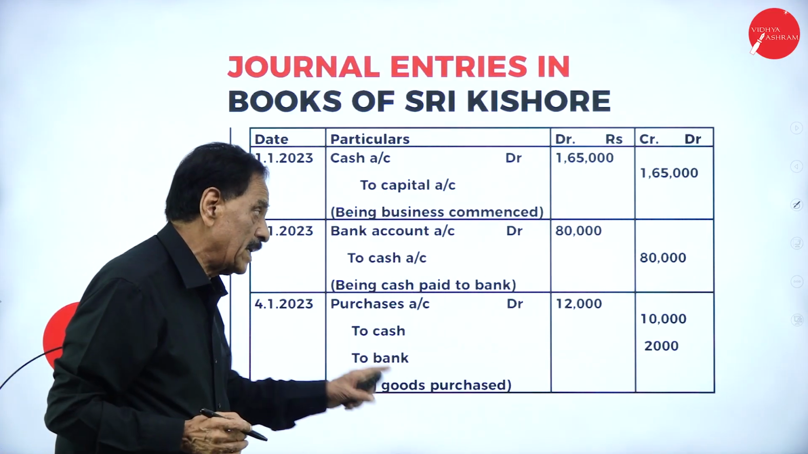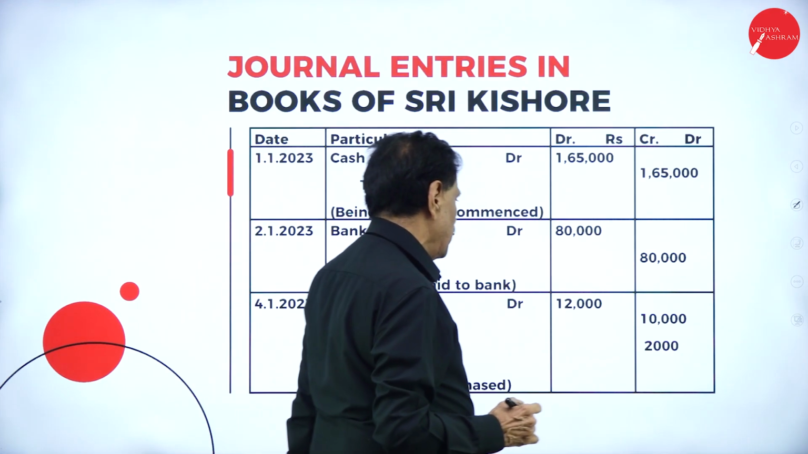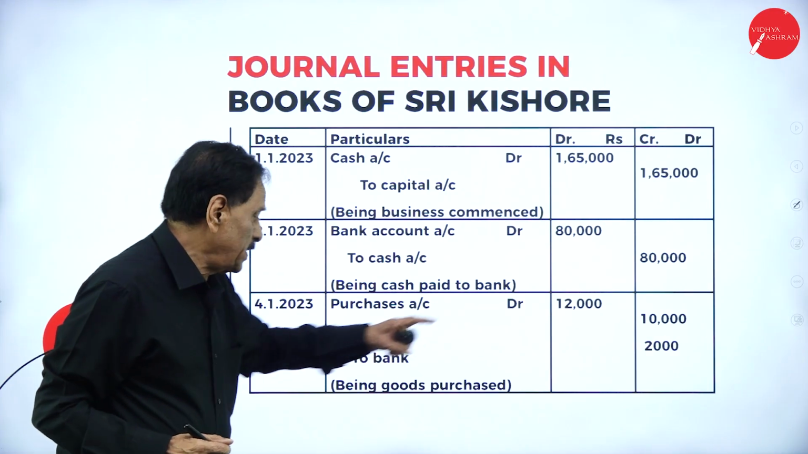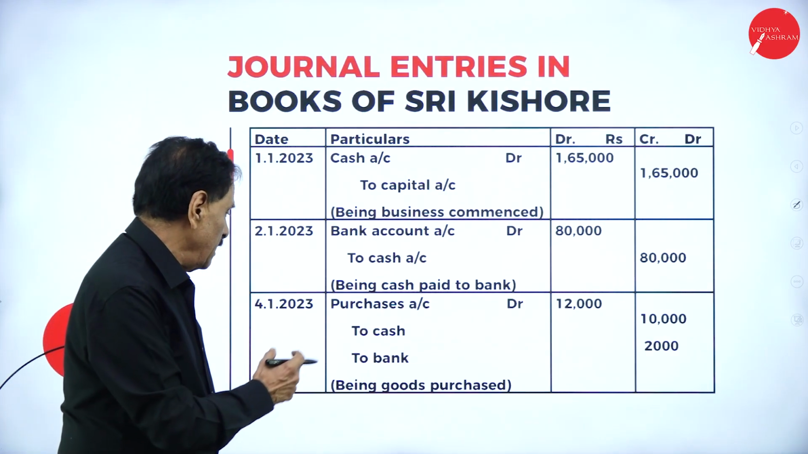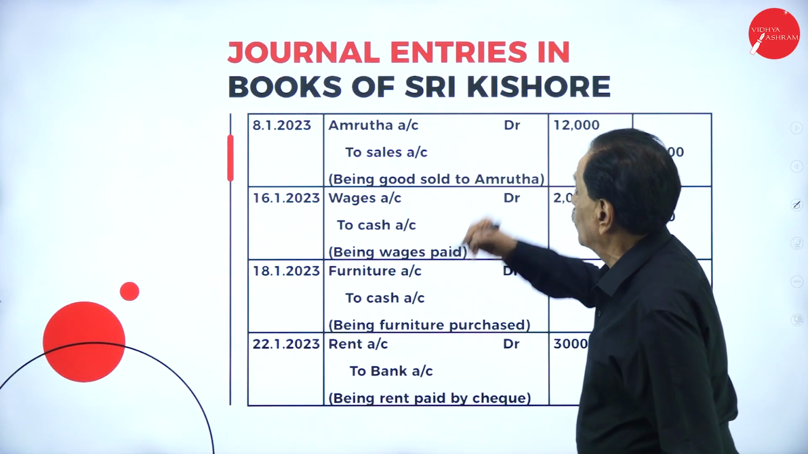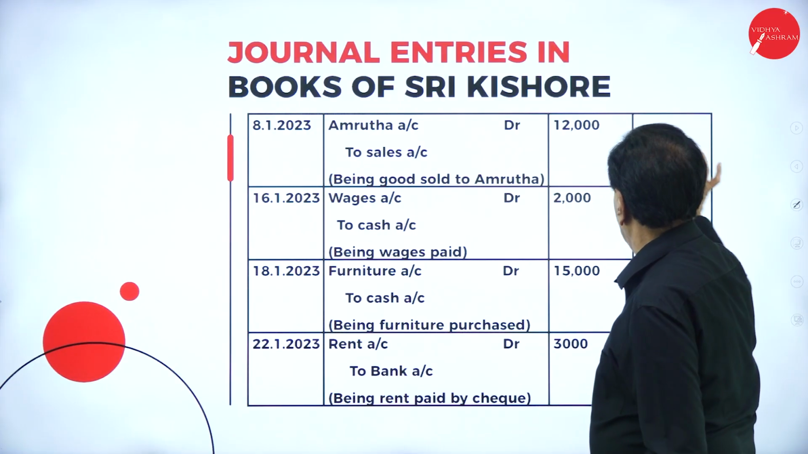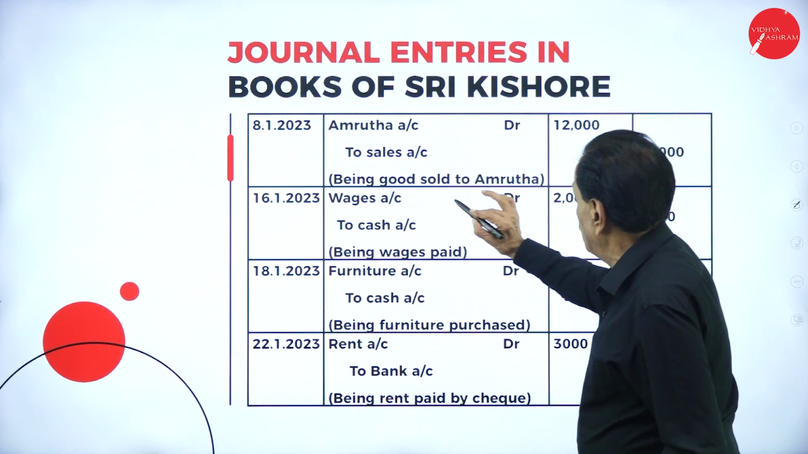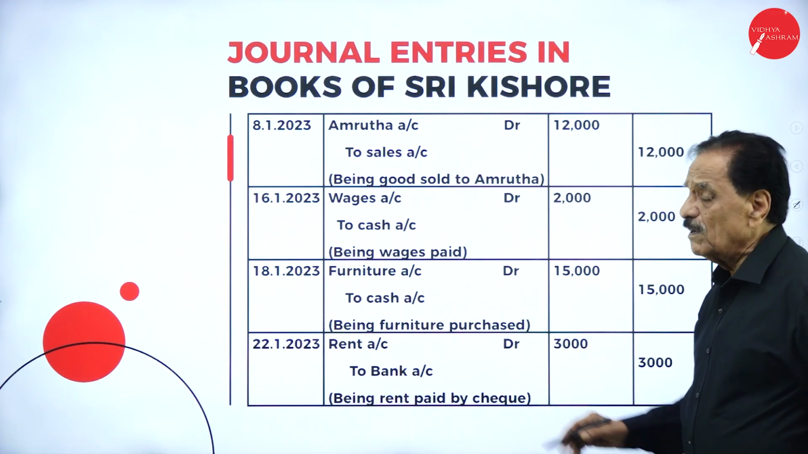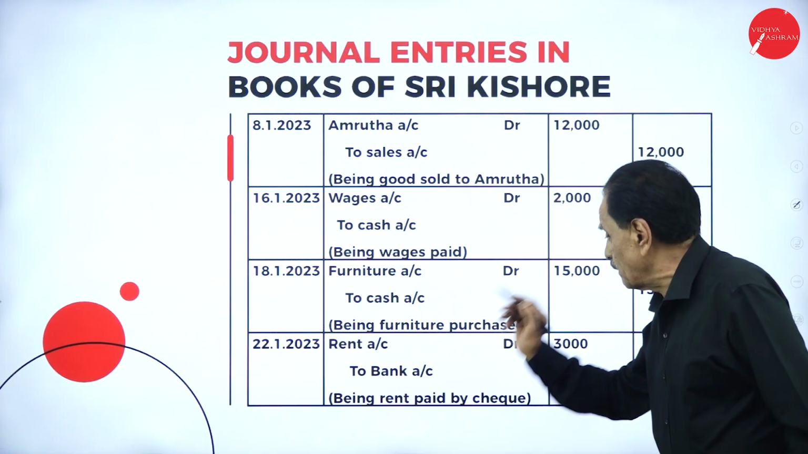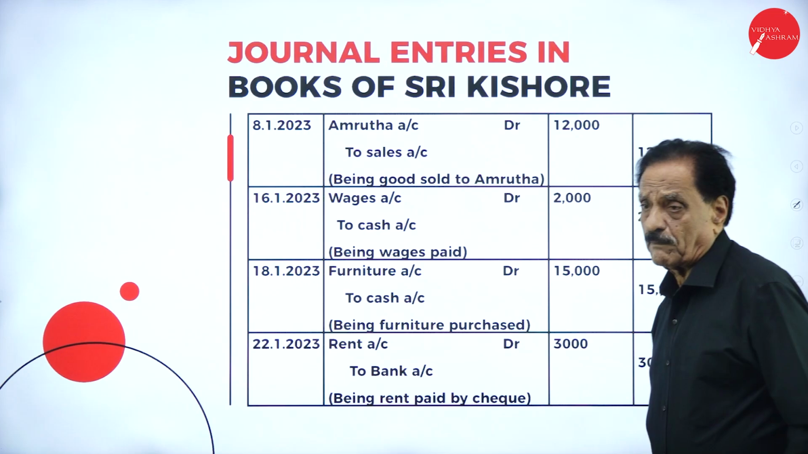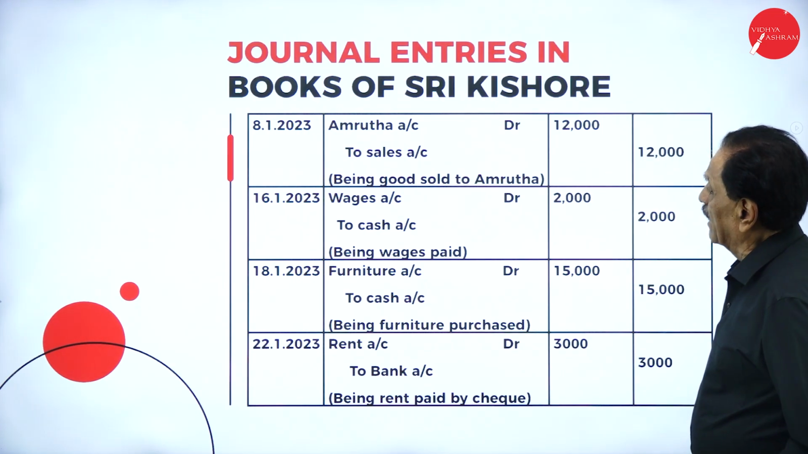Purchases in the form of cash 10,000, in the form of bank 2,000. What's the entry? Purchase account debit to cash account, to bank account, being goods purchased in the form of cash and bank. Then goods sold to Amrita, Amrita account debit to sales account, Amrita becomes the debtor, being goods sold to Amrita. Wages paid, wages account debit to cash account, being wages paid. Furniture purchase, furniture account debit to cash account. Rent paid in the form of check, rent account debit to bank account.